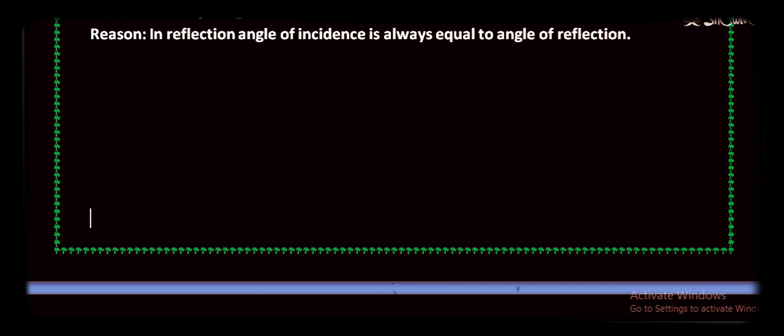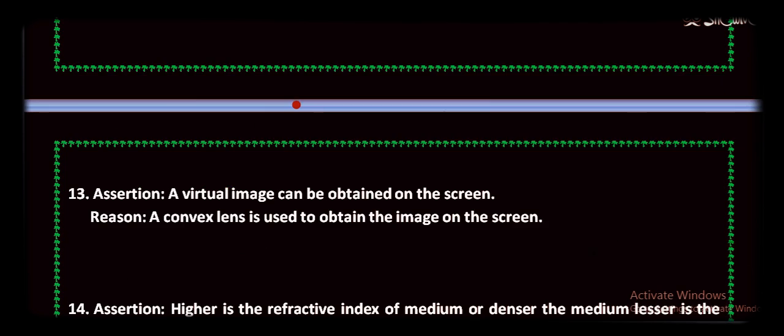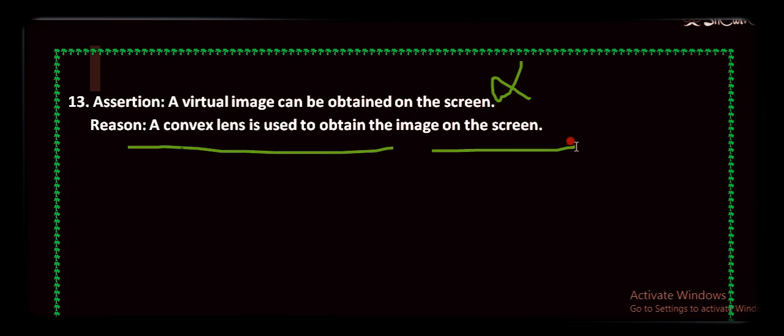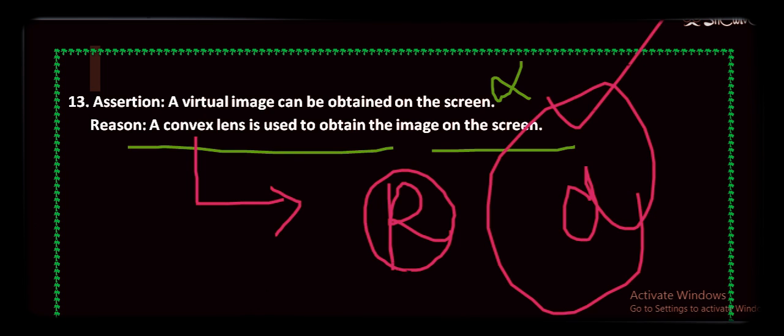Let's move to question number 13. The assertion is, a virtual image can be obtained on the screen. A virtual image cannot be obtained on the screen, so this assertion is false. Now the reason, a convex lens is used to obtain the image on the screen. Yes, a convex lens can give both types of images, real as well as virtual. So it can give real images also. So the assertion is wrong, the reason is right. So the answer will be option number D for question number 13.